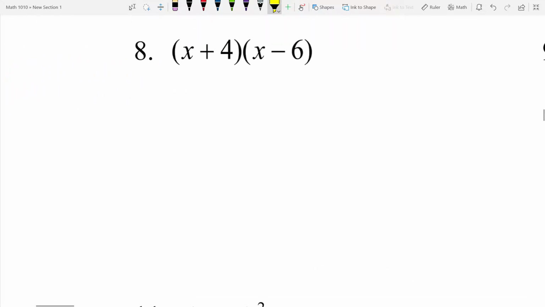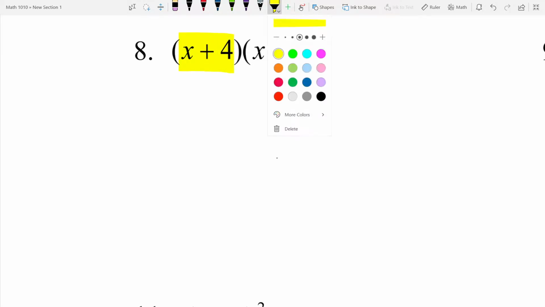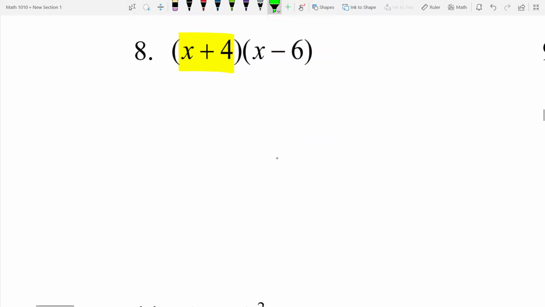Okay, question 8. Look right here. Here is one thing that is multiplied by this thing right here. So I have this times this. Okay, don't go ahead of me. Okay, everybody stop writing for a sec, please. So this is a binomial, 2 terms, times this, 2 terms.